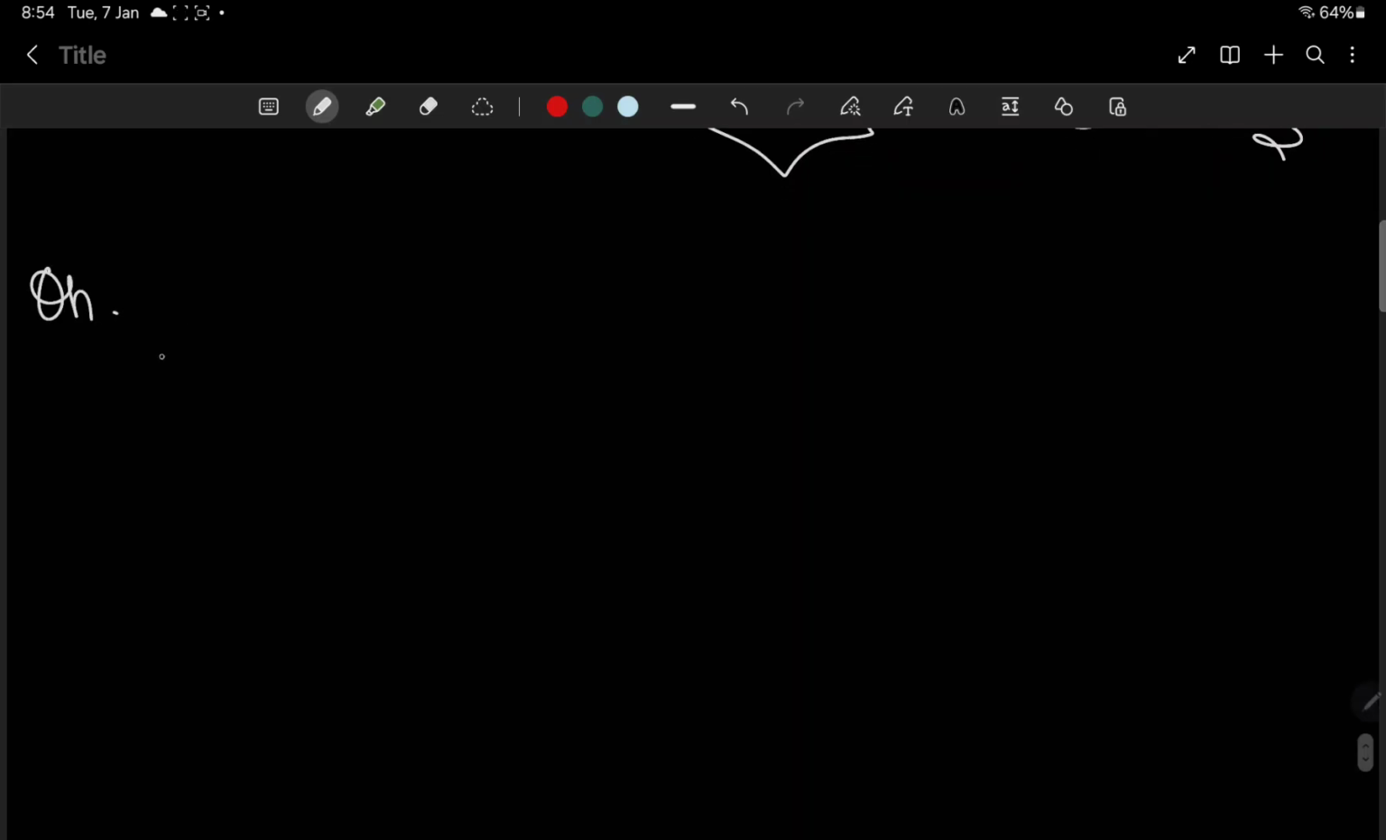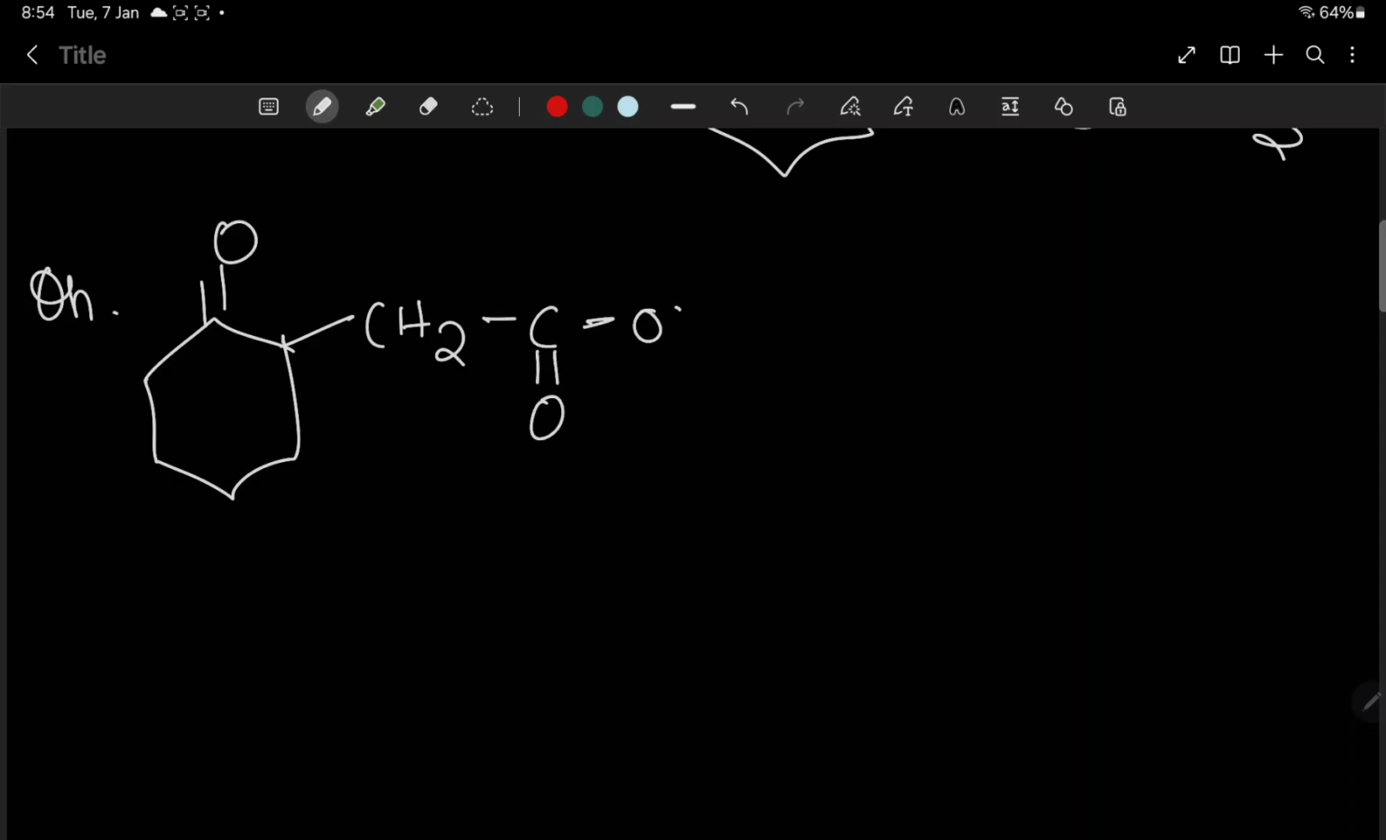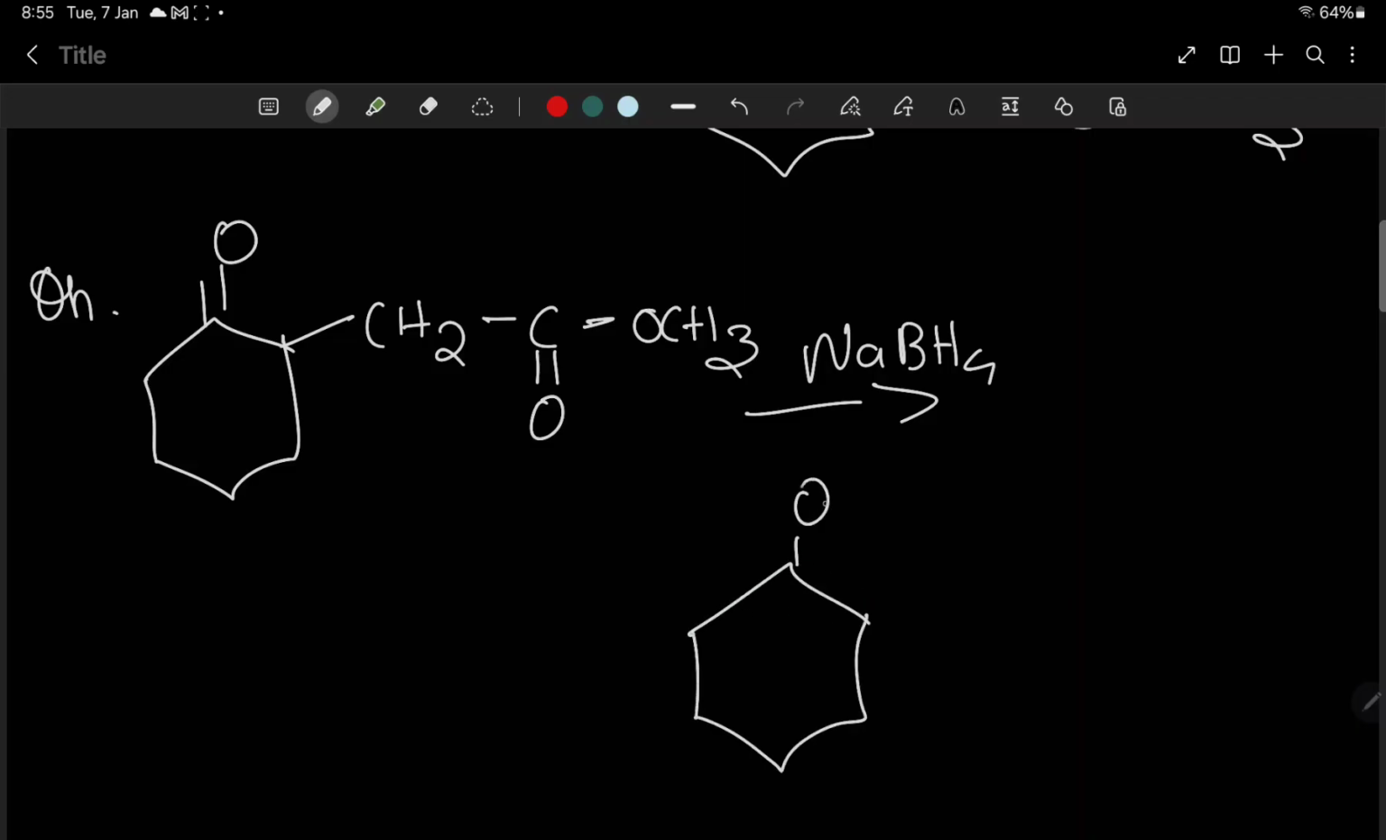Try to answer it. This is the question. NaBH4. Please answer it. Here what happens? Yes, just the ketone group converts to alcohol. No other groups have any effect when NaBH4 is added. It is normally OCH3. Okay. Yes.